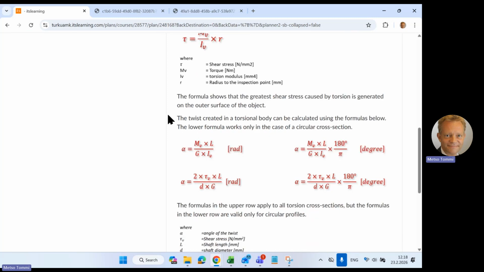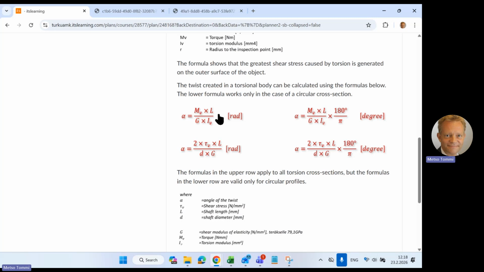There are other things that we'll calculate, the angle of twist, and there are a couple of formulas that we can use. This formula can be used only if the object is round, but this formula can be used for any kind of cross sections.